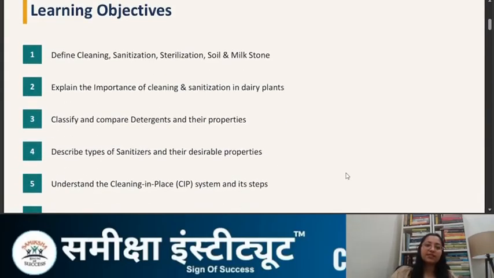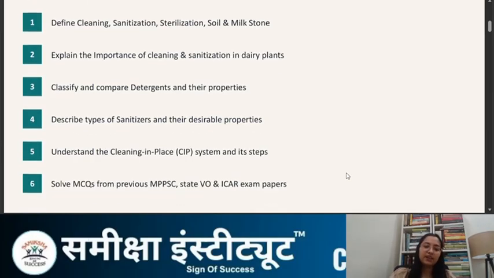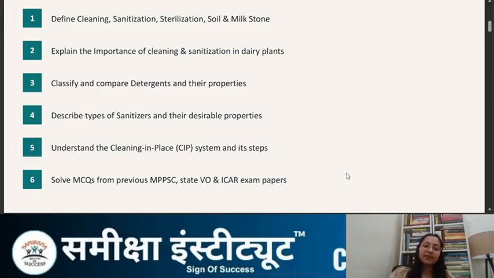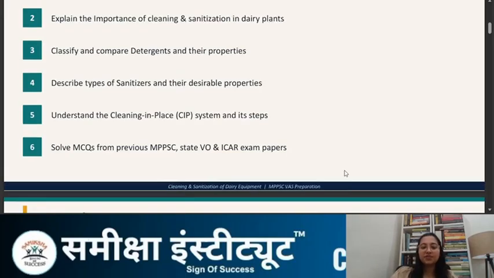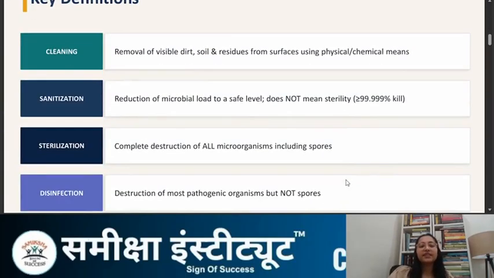So today we will study about basic definitions of cleaning, sanitization, sterilization, soil, milkstones. Then we'll proceed towards importance of cleaning and sanitization. We'll classify the different detergents that are there and study about their properties. We will describe the sanitizers and their desirable properties. Then we'll study about the cleaning in place systems and various steps. Then solve some of the MCQs. Okay. Then starting with the key definitions.